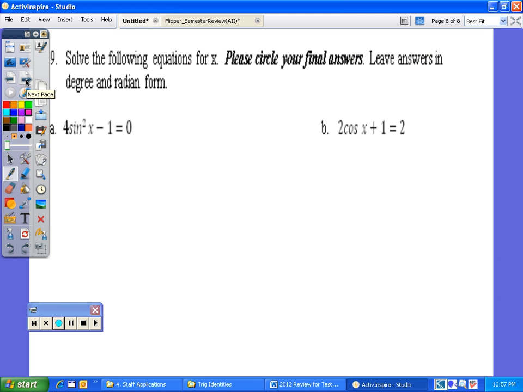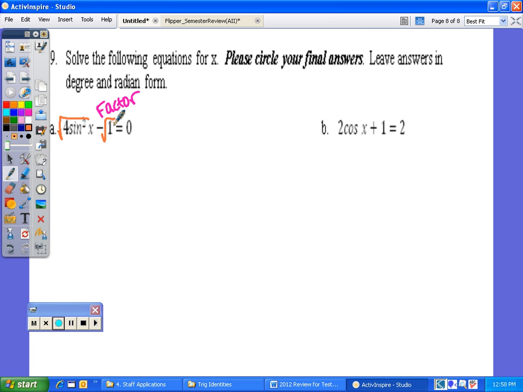So here we have to solve, and when you're solving, that's when you figure out what x is equal to on the unit circle. So I look here, it says 4 sine squared x minus 1. This is something that you have to factor. When you have a square, chances are you're going to factor, and there's 4 different types of factoring, but I'll go over that in a second. This is what's called difference of 2 perfect squares.